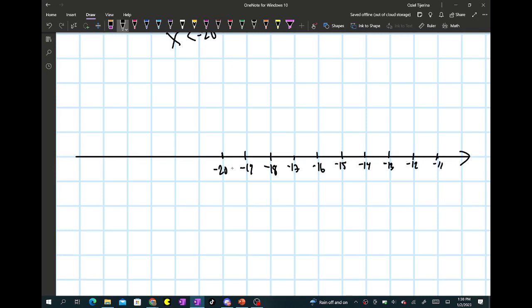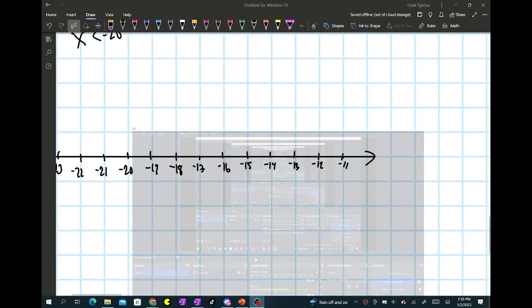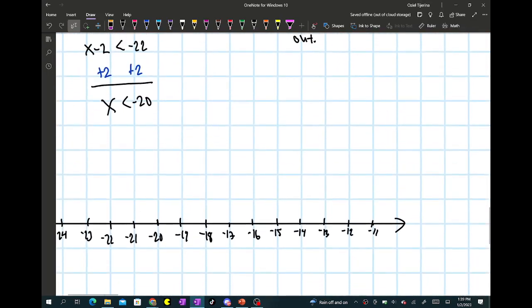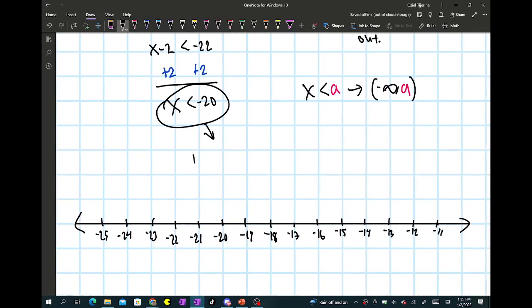So we have this, right? Let me go ahead and finish drawing it. Okay, so we have x is less than negative 20. Now, when x is less than a, what we would say is this as an interval would be from negative infinity to a, right? To a. So when we have something like this in interval notation, this would be from negative infinity to negative 20 with a parentheses on both sides, because negative 20 is not included in the interval.